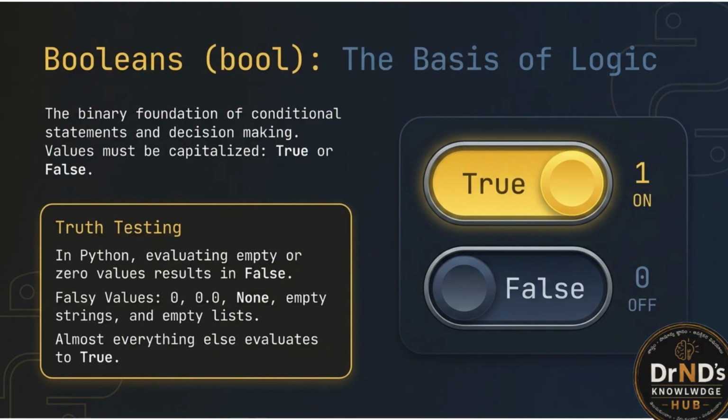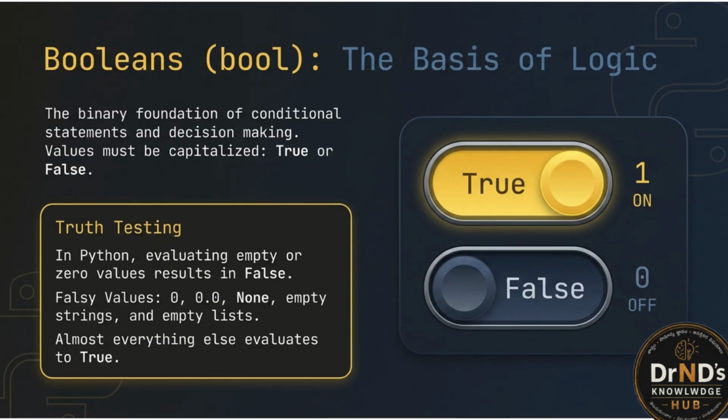Why are Booleans important? Booleans form the foundation of conditional statements. Conditional statements allow a program to choose different actions depending on a condition. For example, temperature > 37. If the condition is satisfied, Python returns True. Otherwise, it returns False. This ability to evaluate conditions is what makes programs intelligent and interactive.